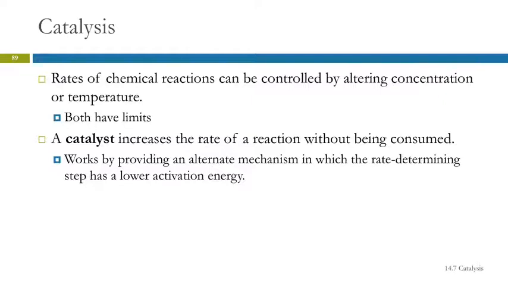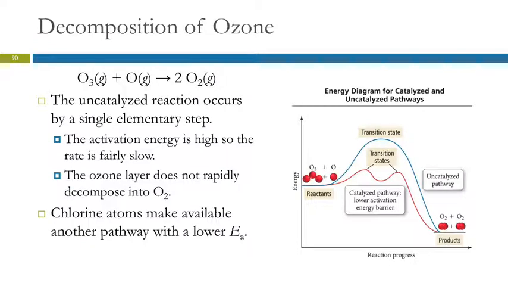And the way they work is by providing an alternate mechanism in which the rate determining step has a lower activation energy. So we just looked at the mechanisms and there was always this slow step. If you can lower the activation energy on the slow step, the whole reaction speeds up. And that's what catalysts do. There's an entire industry of finding catalysts for desirable reactions. Of course, catalysts also are present for undesirable reactions.